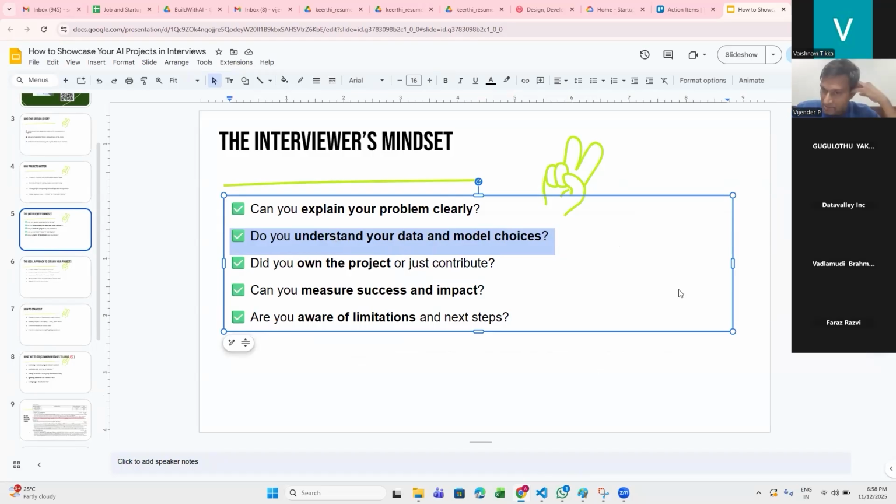I think Adil is asking a question. I'm totally a beginner, can I also join this project course? I think Vaishnavi can answer that.